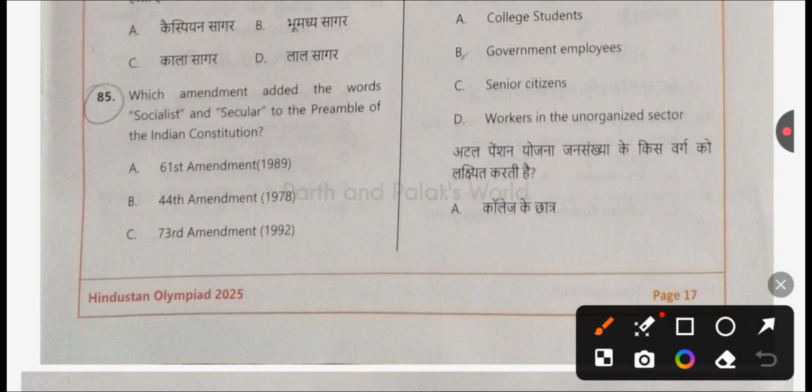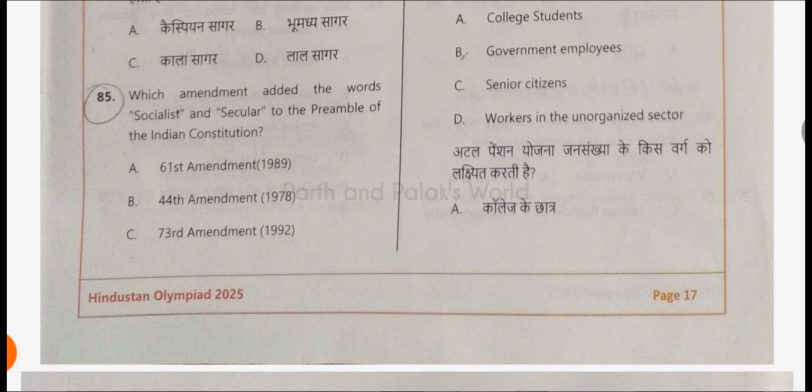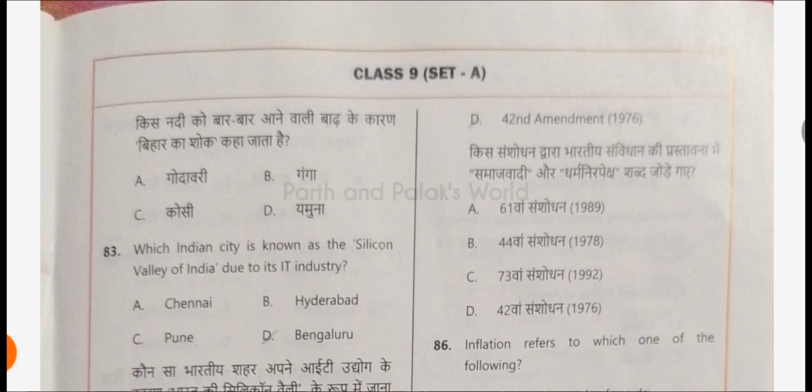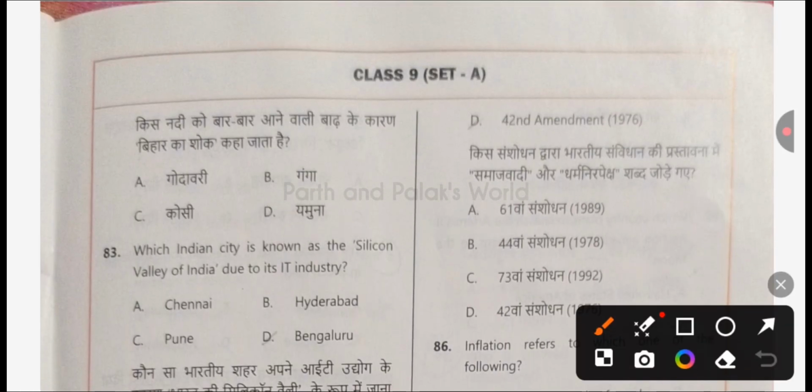Question number 85. Which amendment added the words socialist and secular to the preamble of the Indian Constitution? The answer would be option D, which is written in the next column, which is 42nd Amendment 1976.